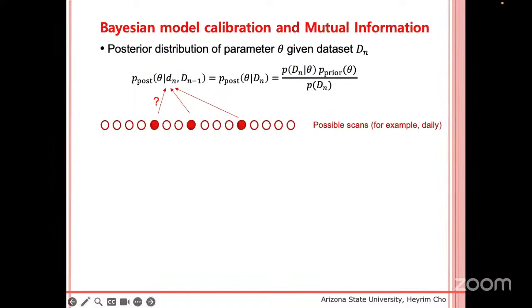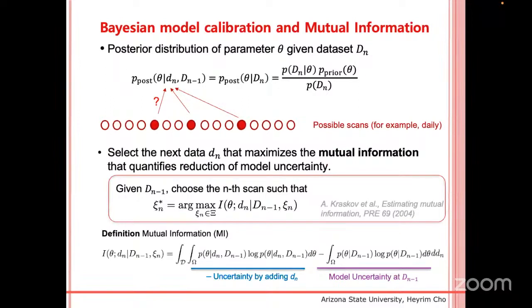So the methodology that we'll use is based on Bayesian information theory. We'll be trying to estimate the posterior distribution of the parameter theta given the data set. And D_n is the data set that includes n time point data, and it's sequential. So here I divided it into D_{n-1}, which is the previously collected n minus 1 data points, and then how can you collect the new data point, lowercase d_n. And the quantity that we use in selecting this d_n is called mutual information.